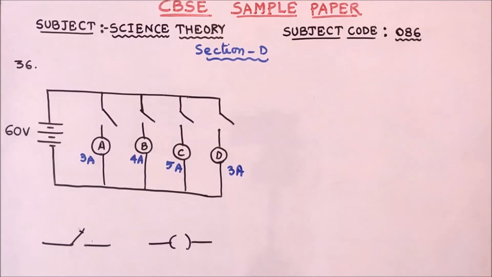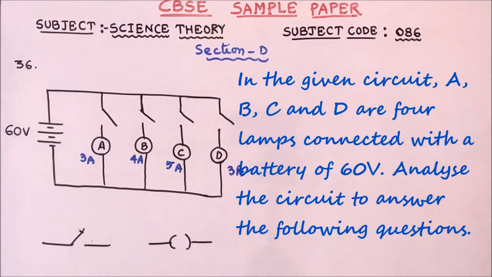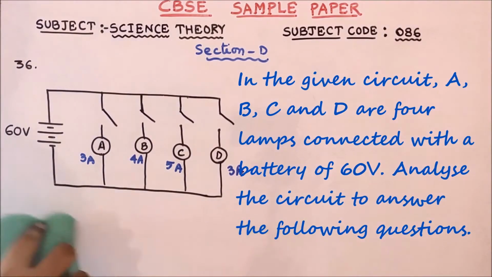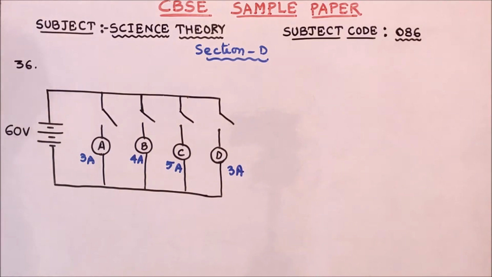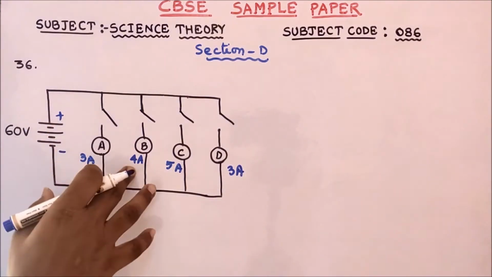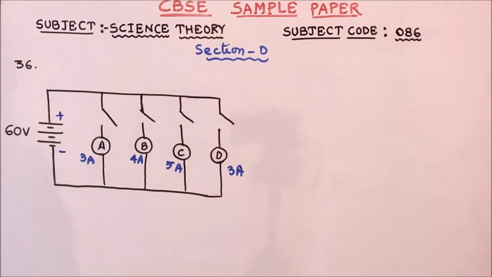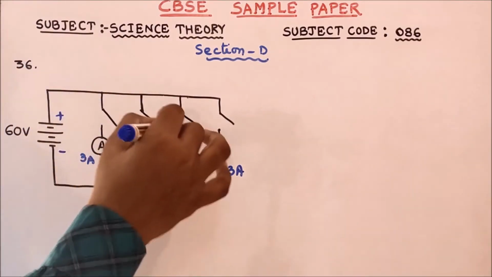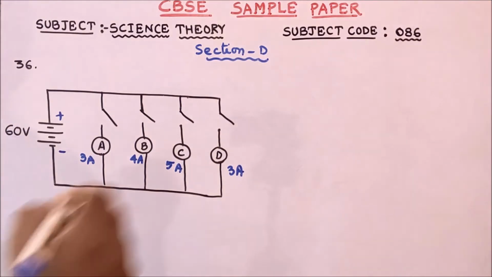So let me read the question for you. In the given circuit, A, B, C, D are 4 lamps connected with the battery of 60 volts. Analyze the circuit to answer the following questions. So let's analyze the circuit. By seeing the figure, we have a 60-volt battery. Let us write the polarity: this is positive, this is negative. When the switches are in on condition, these currents indicate the amount of current that passes through each bulb.